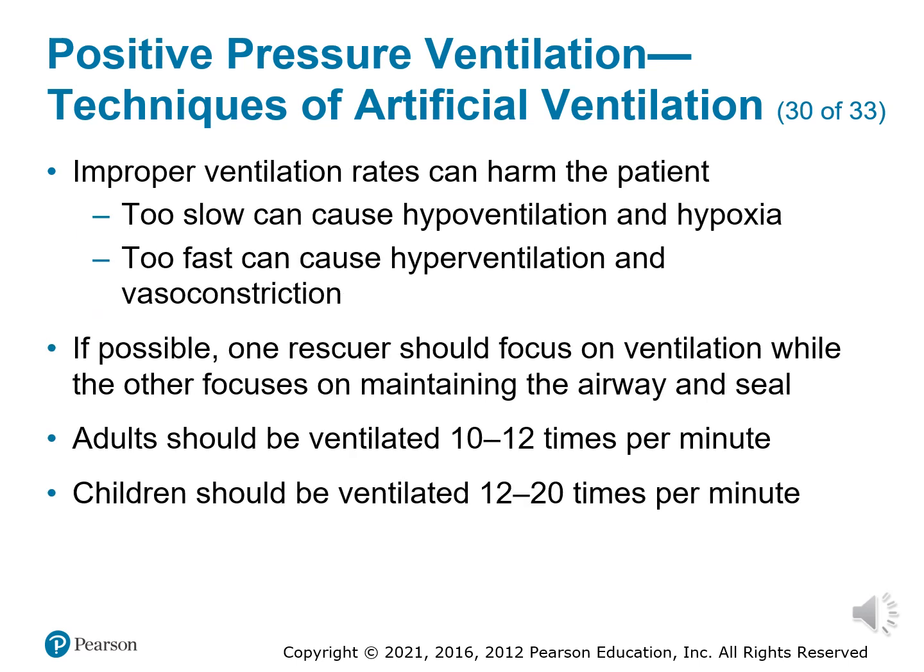Improper ventilation rates can harm the patient. Too slow can cause hypoventilation and hypoxia. Too fast can cause hyperventilation and vasoconstriction. If possible, one rescuer should focus on ventilation while the other focuses on maintaining the airway and seal. Adults should be ventilated at 10 to 12 times per minute. Children should be ventilated at 12 to 20 times per minute.